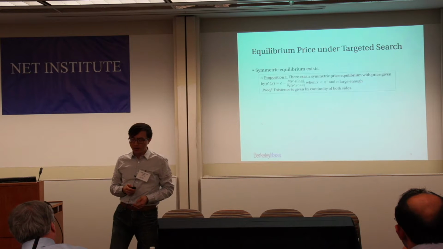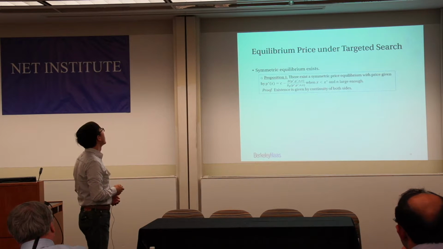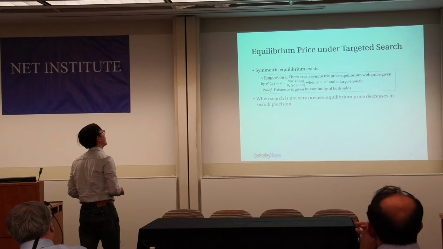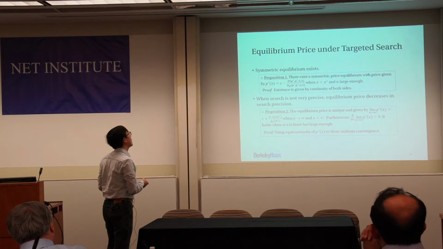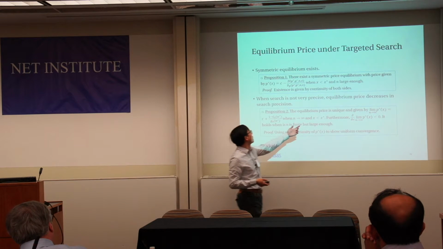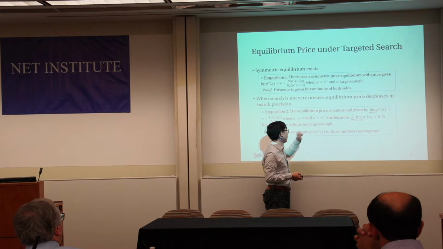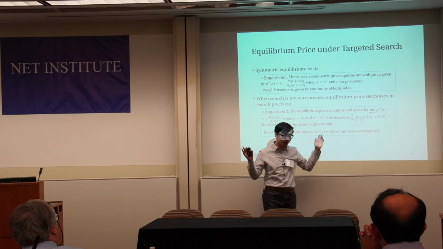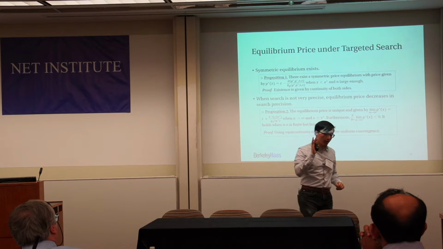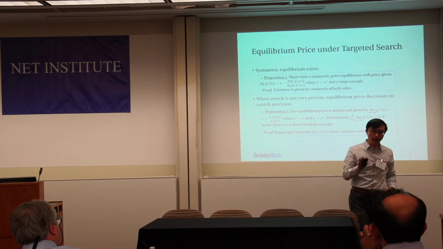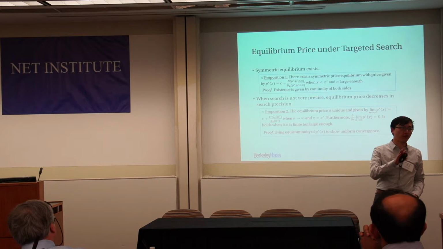Okay. Now, that's actually the first half of the story. I can show that when this X is smaller than the cutoff, I'm going to talk about what that cutoff actually is. When this precision is below that cutoff, targeted search acts almost the same way as reducing search cost, right?